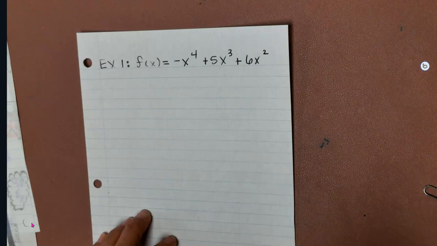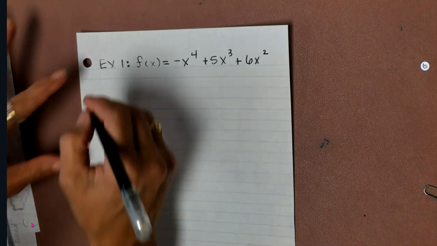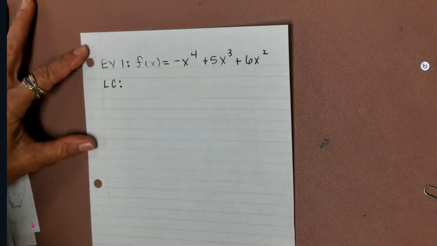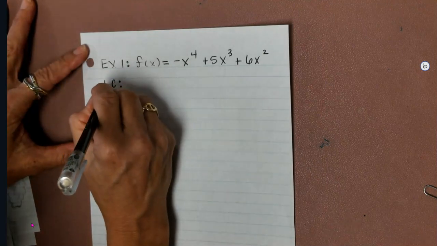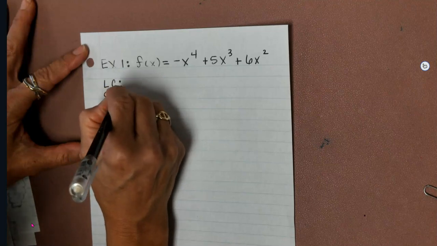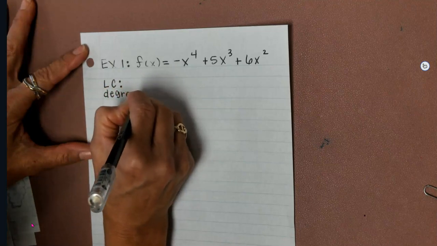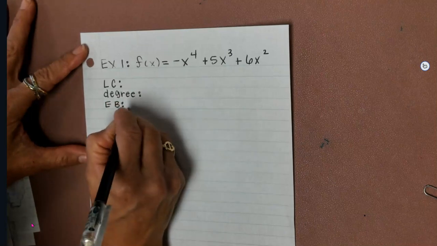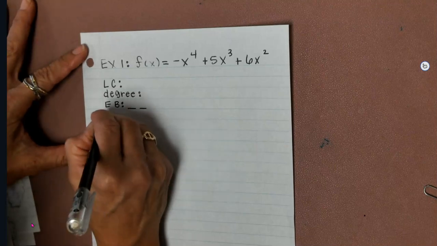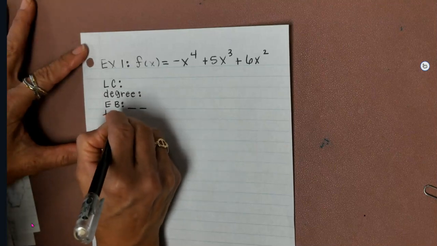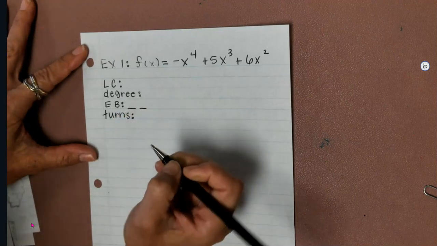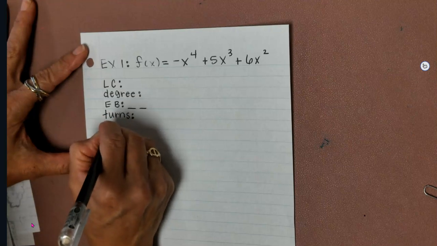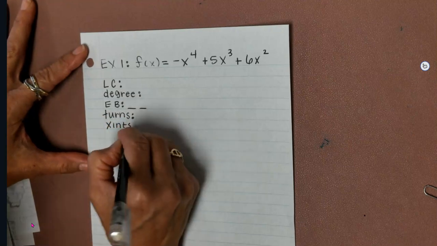All right. So in order for us to graph this, we have to know what the leading coefficient is. I'm just going to abbreviate. We have to know the degree. We have to know the end behavior. And it is nice to know the terms. It's not necessary, but it's a wonderful self-check to make sure we're doing it right. And then we need to know what the x-intercepts are and their behavior.